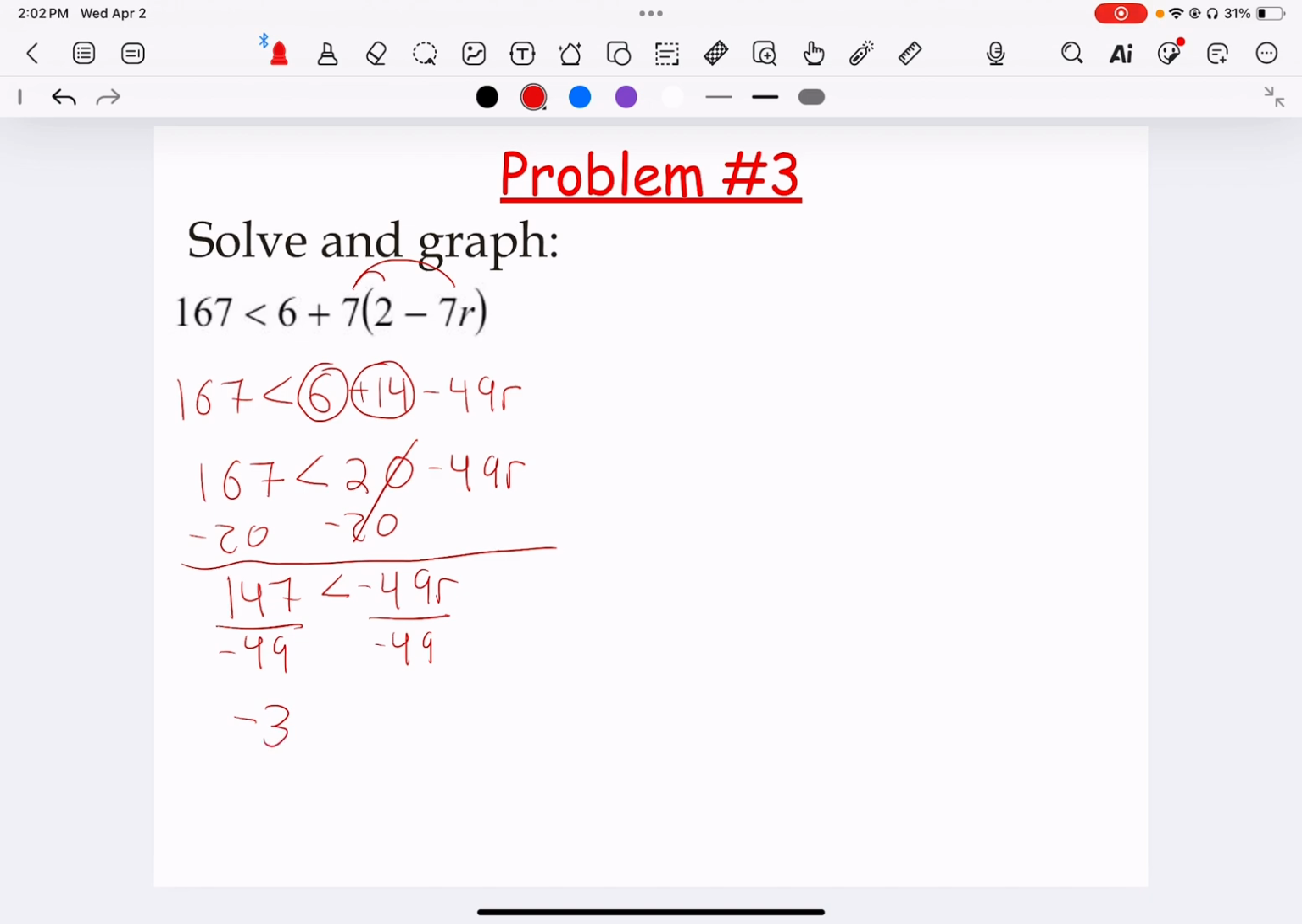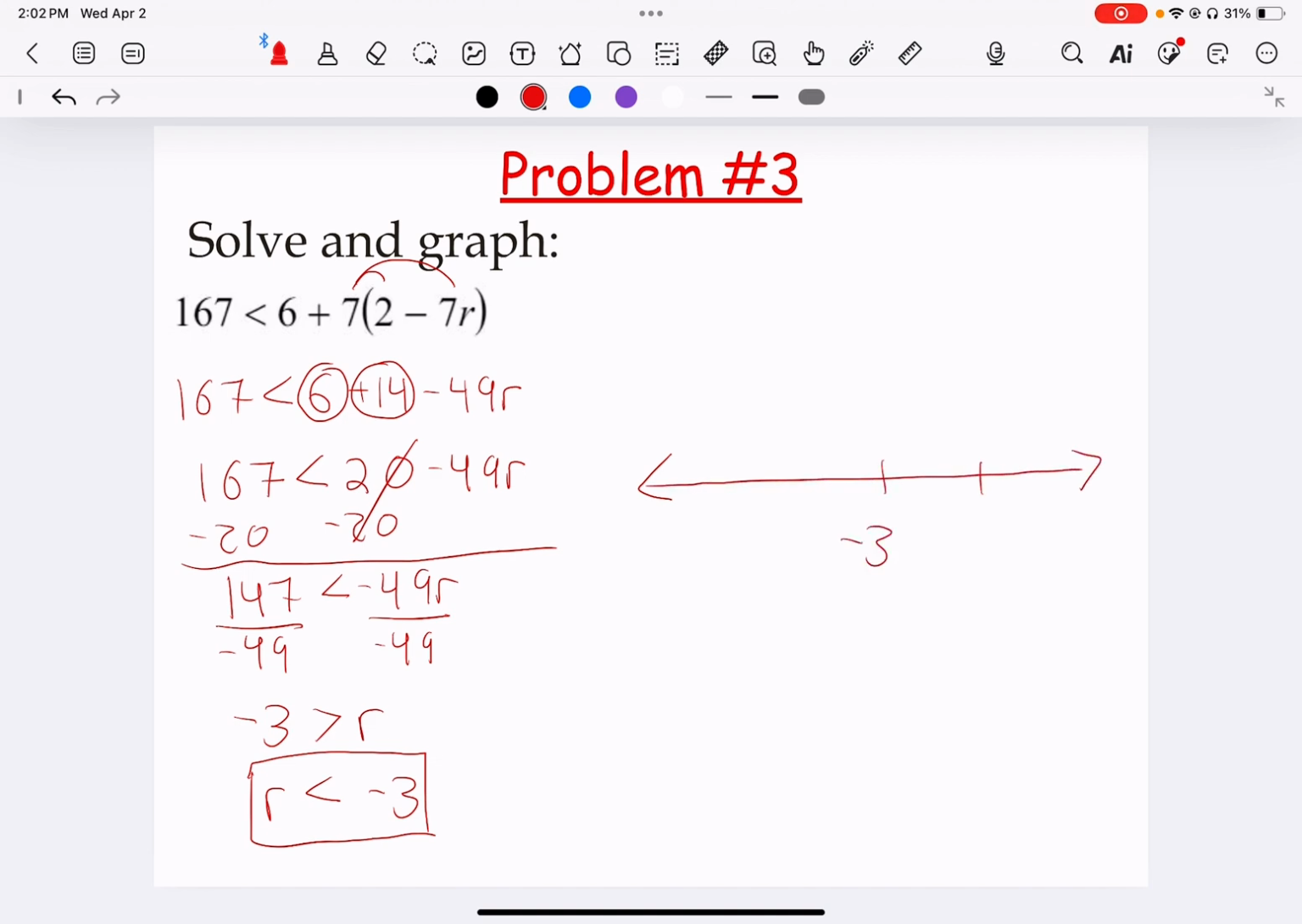That gives me negative 3. Since I divided both sides by negative, I have to flip my sign, and I'm left with r. To make my graphing easier, I'm going to switch my constant and my variable. So that means I have to flip my inequality as well too. So I'm left with r is less than negative 3.